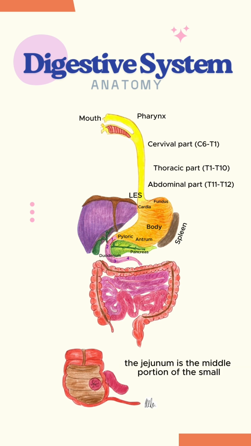The jejunum is the middle portion of the small intestine, measuring about 2.5 meters in length. Vascularly, the jejunum is characterized by long, straight, and relatively few vasa recta arising from the superior mesenteric artery. The ileum is the final and longest portion of the small intestine, extending for about 3.5 meters from the jejunum to the ileocecal junction. Vascularly, it is supplied by shorter and more numerous vasa recta.